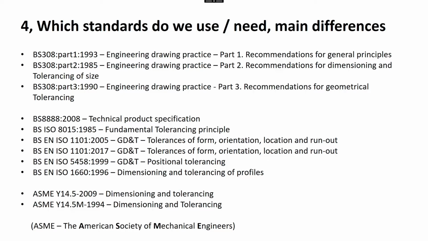Now there are some differences between the standards that you need to understand with regards to GD&T. You've got the BS and ISO standards, and then you've got the ASME standards, the American standards, and I've just put what ASME stands for at the bottom there. British Standard 308 basically gives you a lot of the GD&T inside it, and BS 8888 points you in the direction of different standards to look at. There are some differences between the standards, and we're going to go into that in a minute, and it's quite important to understand that.